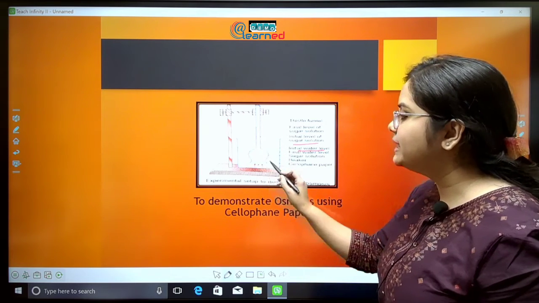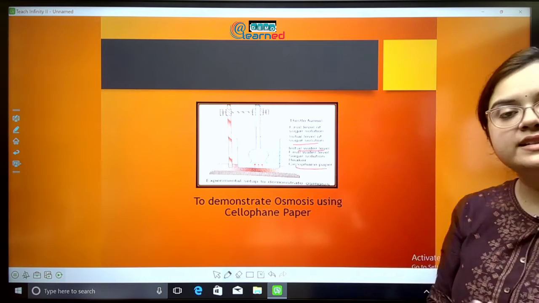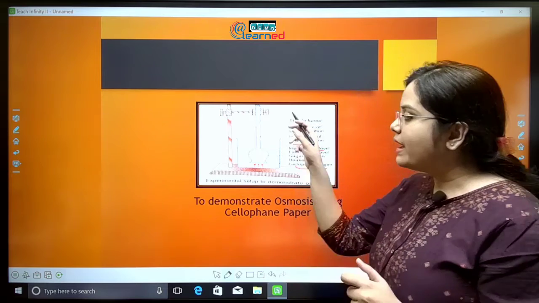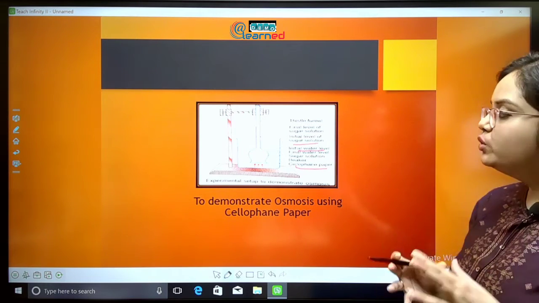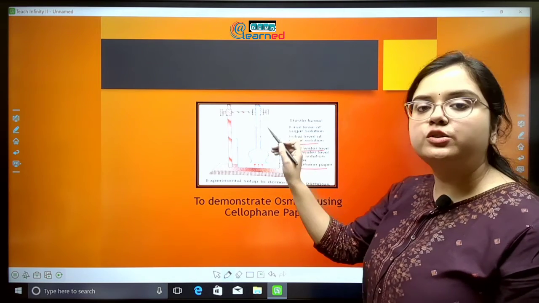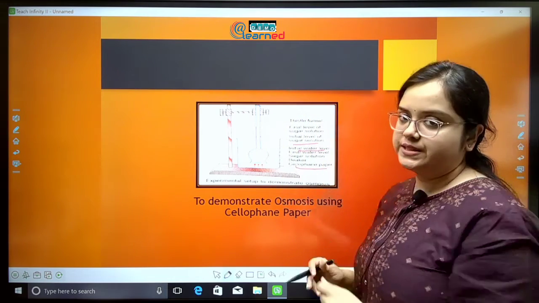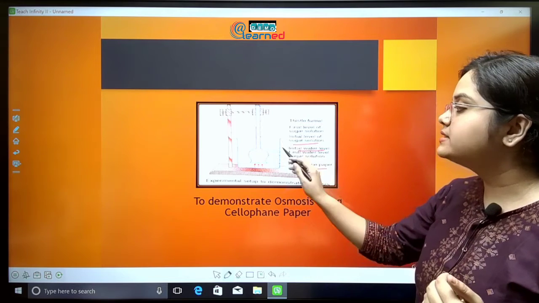Here in the base of the cellophane paper. Now as I said earlier, cellophane paper is a semi-permeable membrane. So as we immerse it in a beaker containing water, observe after a point of time that the level of sugar solution inside this thistle funnel has increased, and water level inside the beaker has gone down.